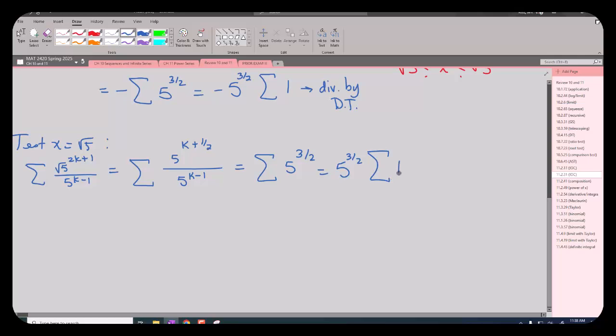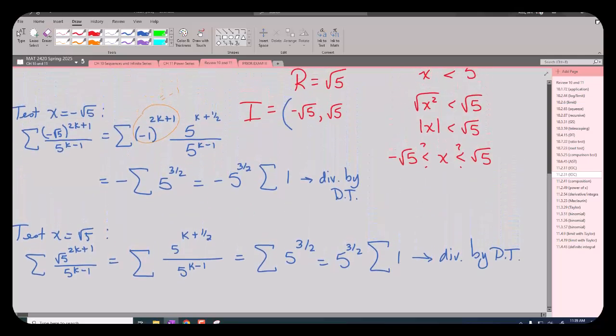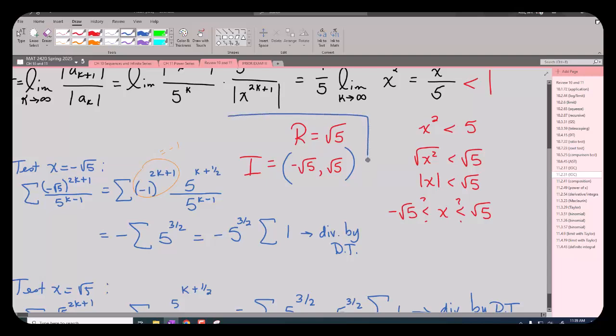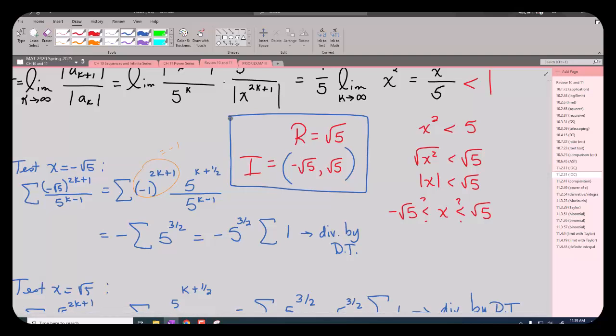That diverges by the divergence test. So our interval of convergence is open on both sides. There is our conclusion. So when we don't have those two extreme cases, we've got extreme work to do. We've got to test the endpoints.